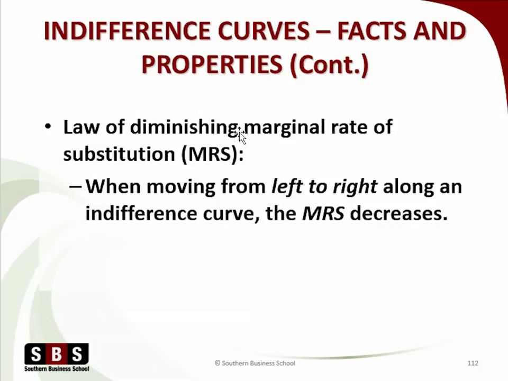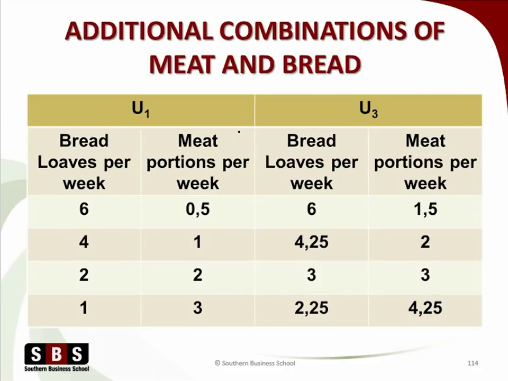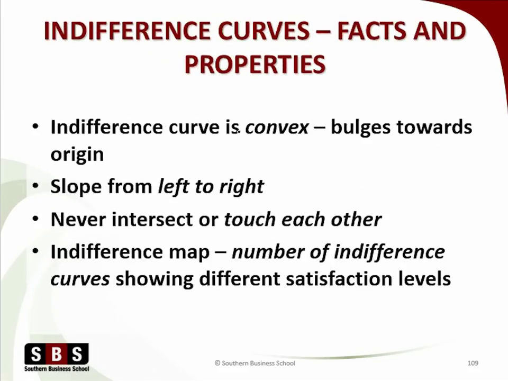Do you want to go to that slide? Quickly, that's an indifference curve map. So there's indifference curve 1, 2, and 3. So the map shows a number of different curves showing different satisfaction levels.